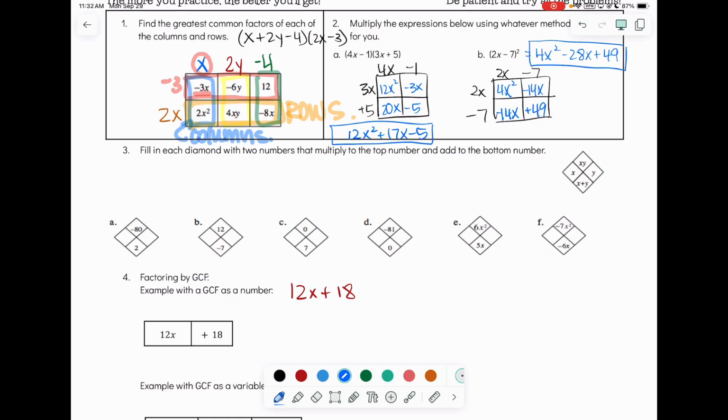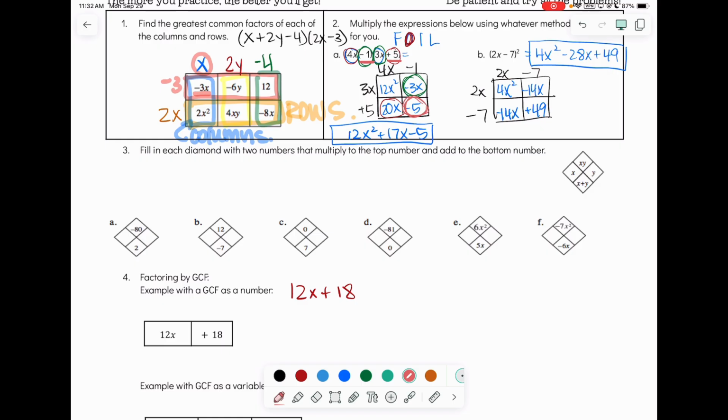Okay. So if you want to use FOIL method, that's totally fine. And that's just first, outside, inside, last. You can use that method too. So first terms of each binomial, outside term. O is outside term. So 4x is outside, 5 is outside. So you multiply those two and you get 20x. And then inside terms are going to be negative 1 and 3x, which is what I get here. And then the last terms multiplied together is going to be negative 1 times 5, which is what I get there.